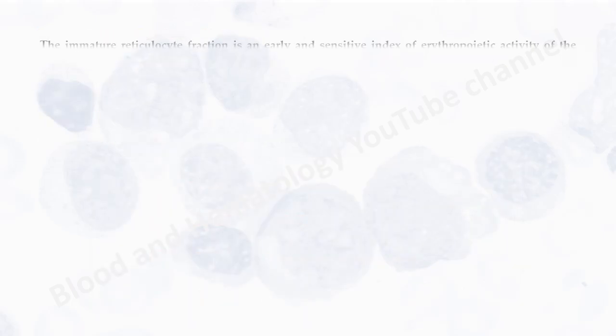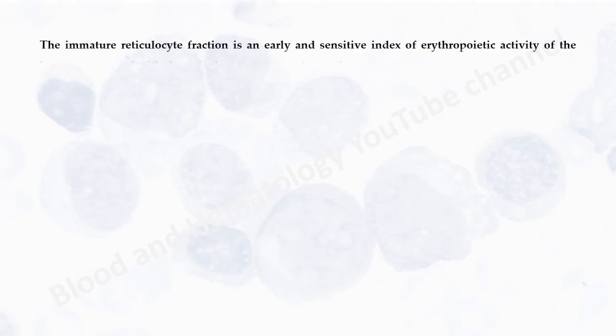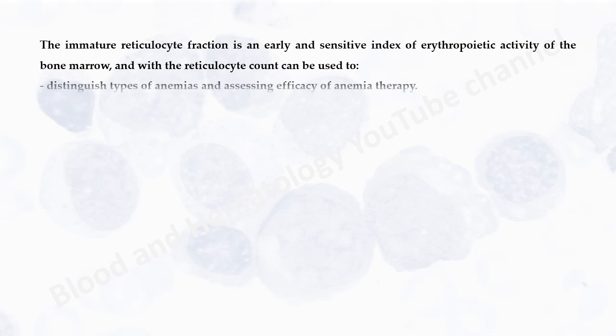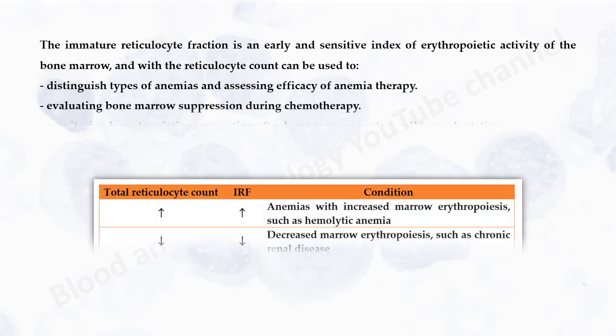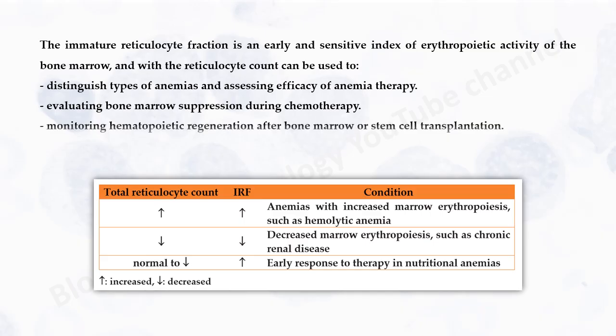The immature reticulocyte fraction is an early and sensitive index of erythropoietic activity of the bone marrow, and with the reticulocyte count, can be used to distinguish types of anemias and assessing efficacy of anemia therapy, evaluating bone marrow suppression during chemotherapy, monitoring hematopoietic regeneration after bone marrow or stem cell transplantation, and monitoring renal transplant engraftment.